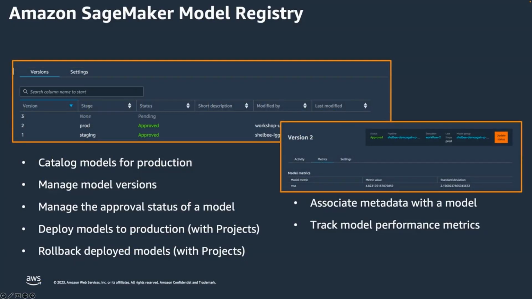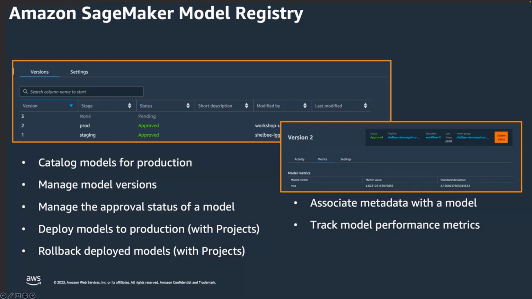Model registry serves as a catalog for your production models, and you can manage your model versions here. You can manage your approval status and trigger approval workflows, such as CI/CD pipelines, from the model registry. When I mentioned approval status, by the way, model registry prevents the deployment of a model that has not been approved. So you can avoid errors such as deploying into production a model that is not ready. You can also associate metadata such as accuracy with your model and track model performance.